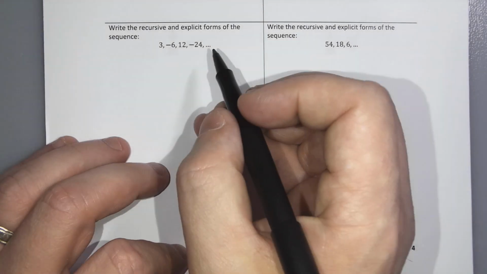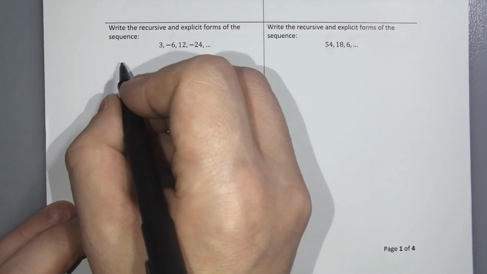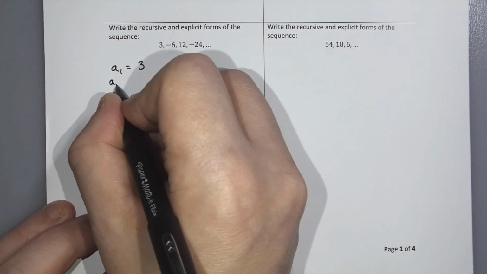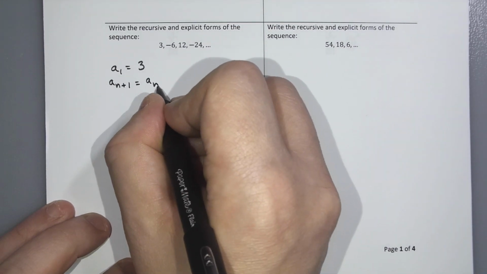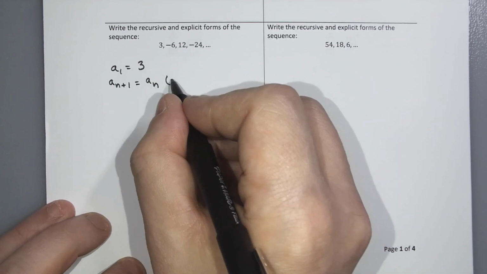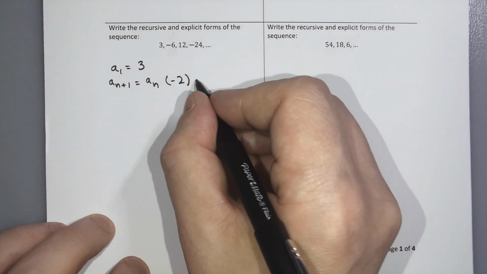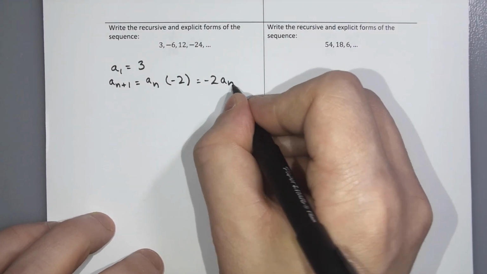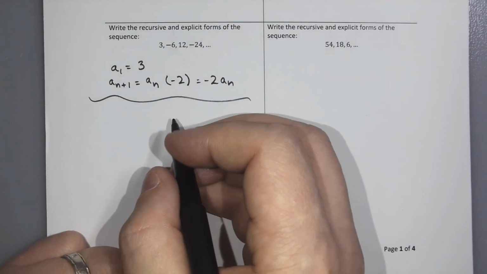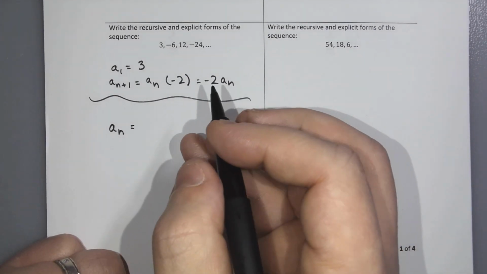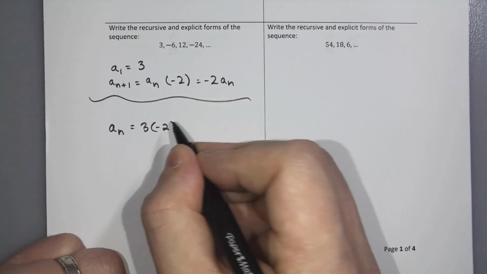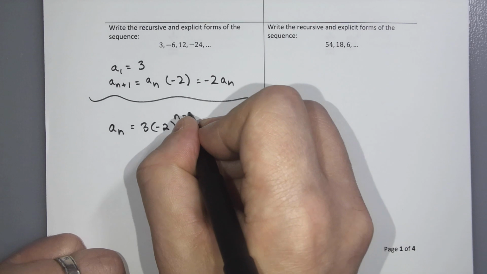Next 2 problems, recursive and explicit forms of this sequence. So the recursive form would be to say the first term equals 3, and then to get the next term, we take the previous term and we multiply by what number? So we're multiplying by the number -2, and so that's the answer to the recursive form, or -2 times a sub n. For the explicit form that we've learned is that we can write this as a sub n equals the first term, which is 3, multiplied by the common ratio, -2, to the power of n minus 1.